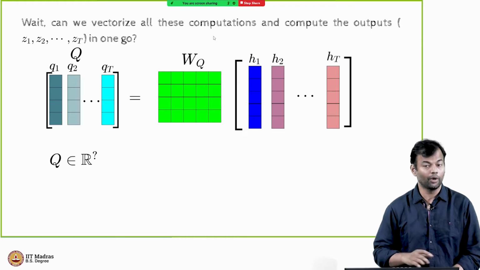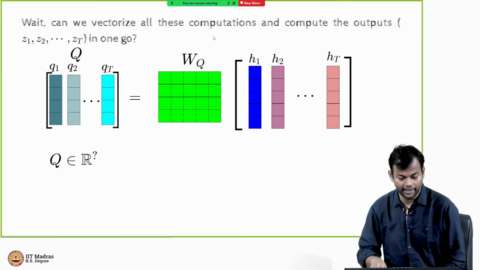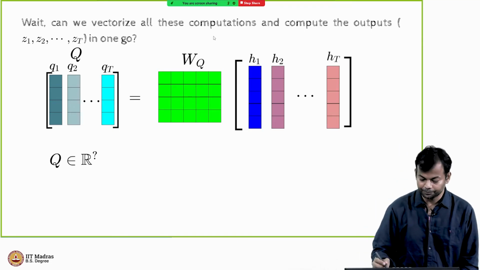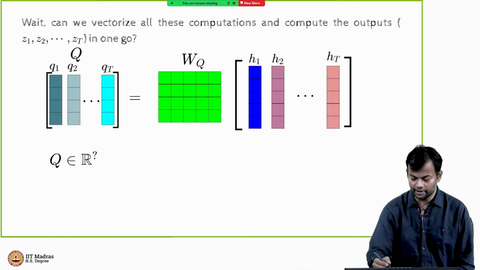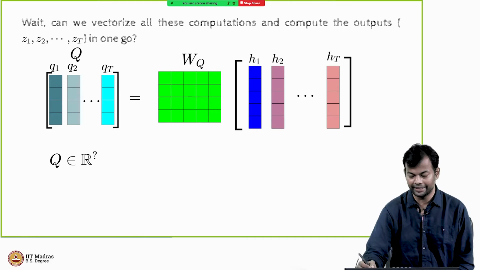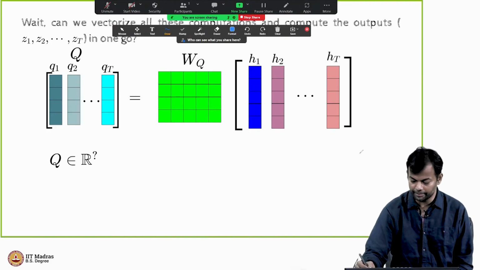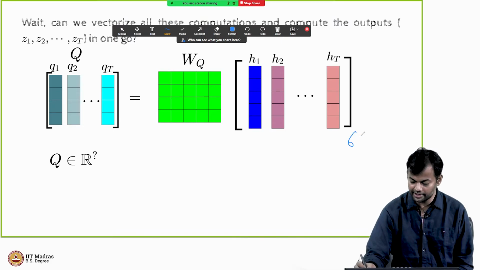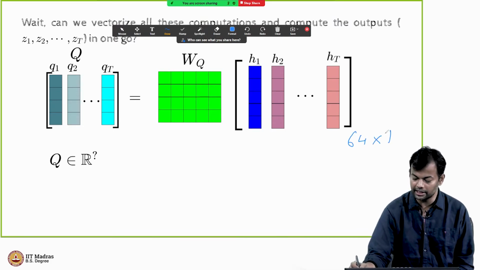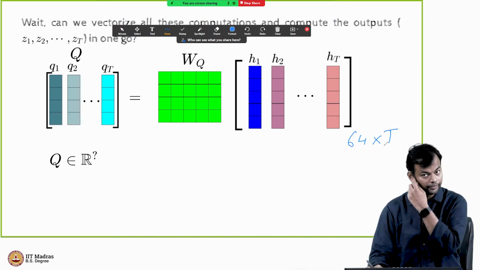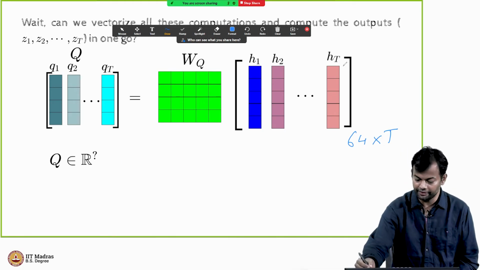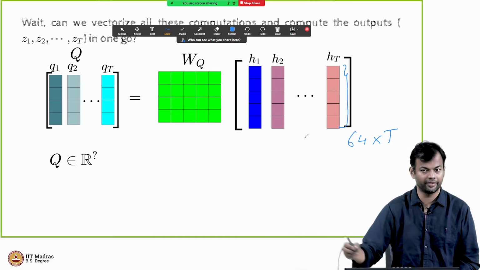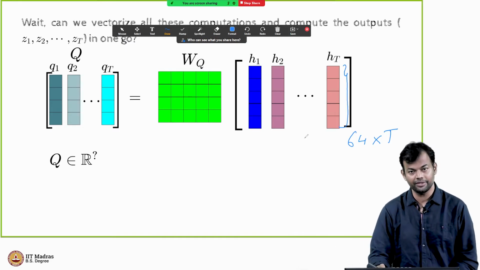Similarly, now what is the dimension of Q, right? So let's look at that, right? So this is say the input dimension was D, right? And I'll just take D as 64 for the purpose of explanation. So this is a 64 cross T matrix, right? So each of these is 64 dimensional, and you have T such entries.